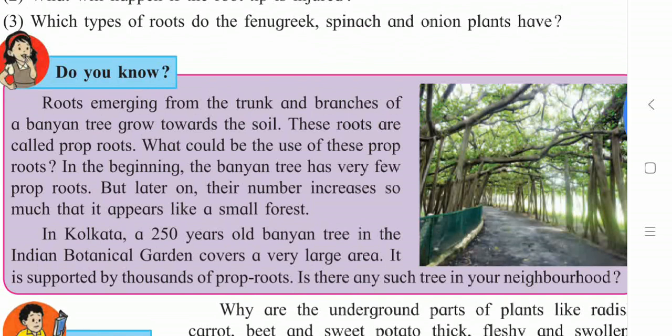Next video we will learn more information about the stem of the plants, which parts the stem has. So root we learned today.